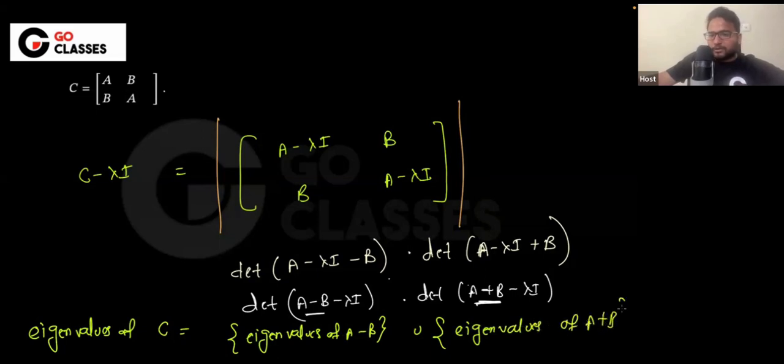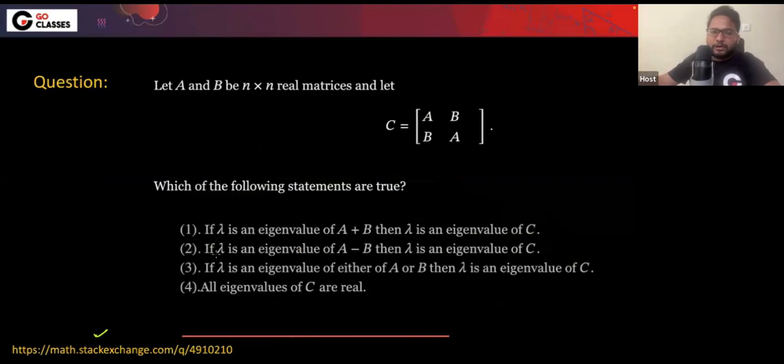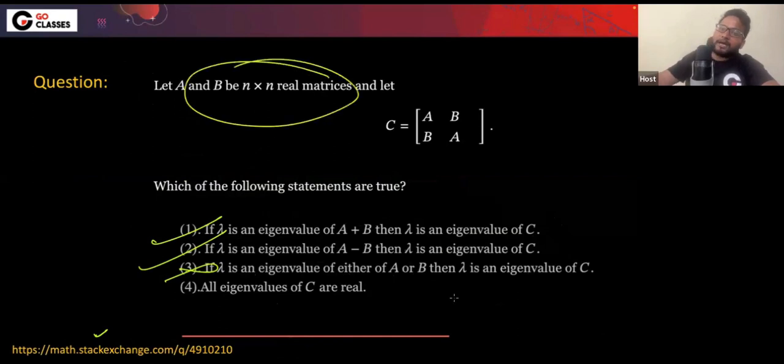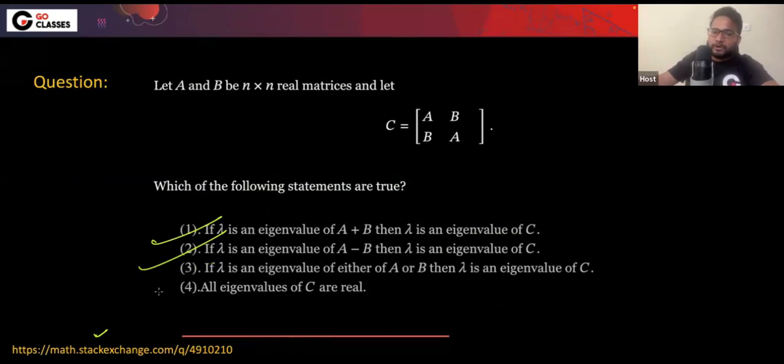This is also an interesting and nice question. If lambda is an eigenvalue of A plus B, then it is an eigenvalue of C. Yes. If it is A minus B, then it is an eigenvalue of C. Lambda is an eigenvalue of either A or B? No. For A or B, it is not related, so this is false. All eigenvalues of C are real? Yes. If they're real matrices, then the eigenvalues of C will be real. So this is also true.